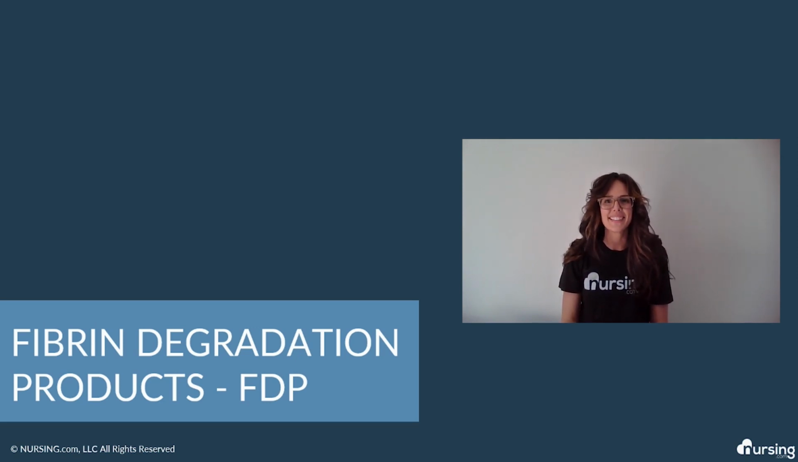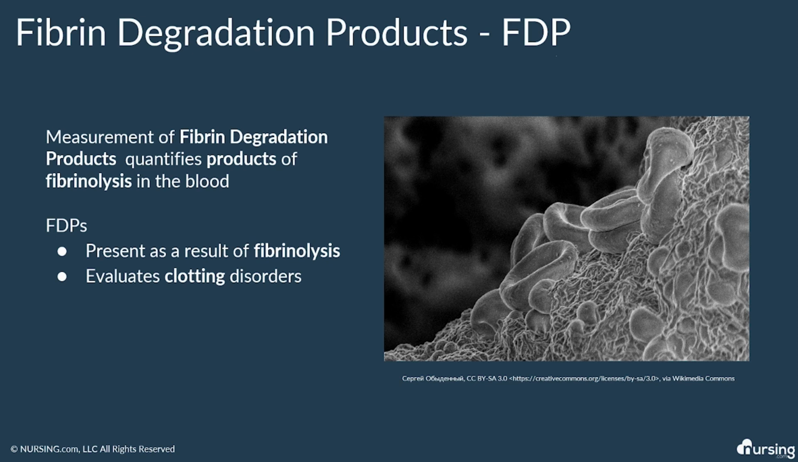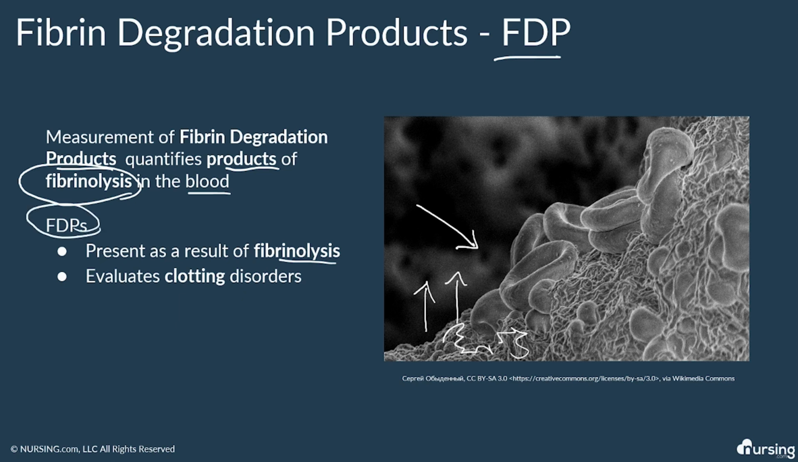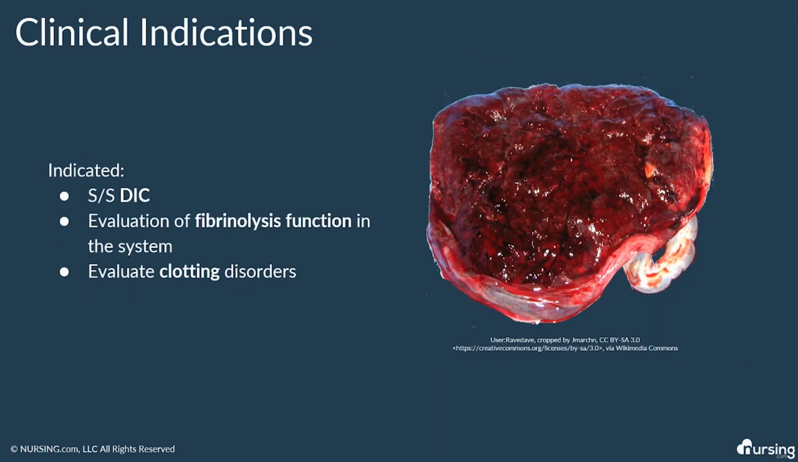Let's get started. Fibrin degradation products, abbreviated FDP, measures for the amount of these products in the blood. And what are these products? They're actually a result of fibrinolysis. Fibrinolysis is the process in the body when a clot is broken down. That's a normal process. When this clot gets broken down, there are products that are released like D-dimer and other substances. Those are FDPs. It evaluates for clotting disorders.